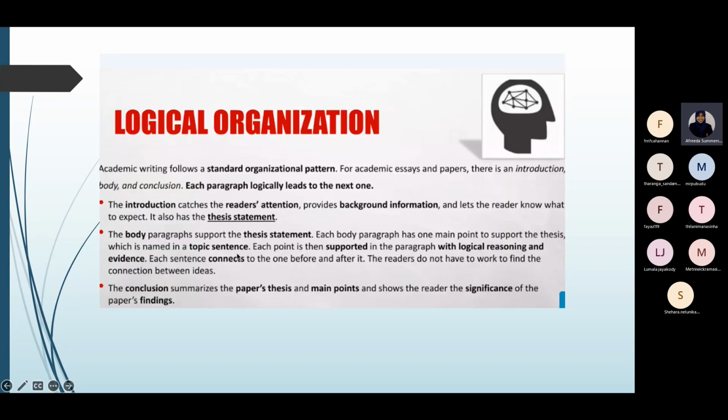Logical organization. This is what I always tell you. You need to convince me. You need to make me feel satisfied that you have understood what I have taught and what the question is asking about. Academic writing follows a standard organization pattern, right? Each paragraph logically leads to the next one. This word is very, very important, right? Even if they're asking about the risk assessment, there will be parts of the question.